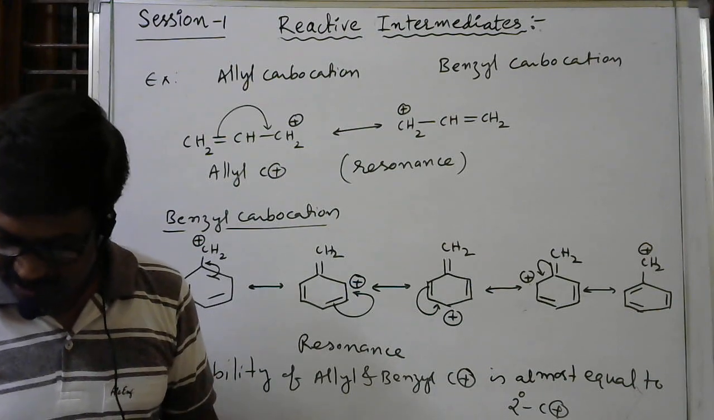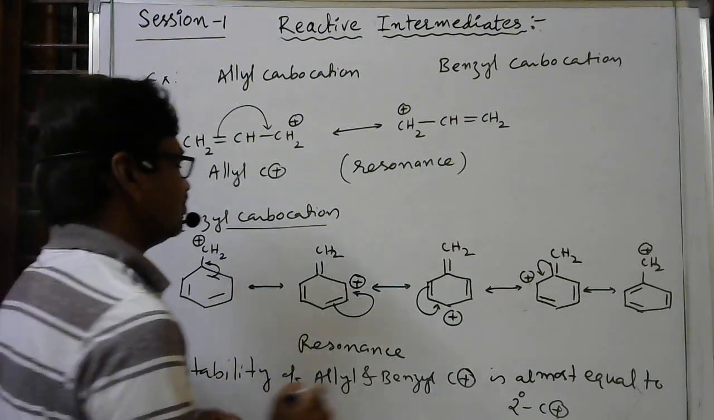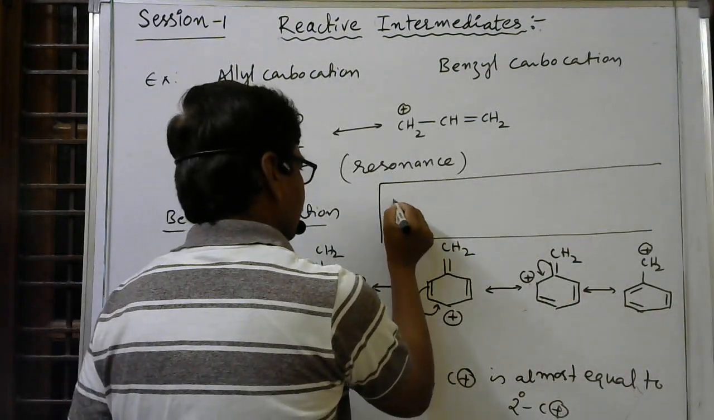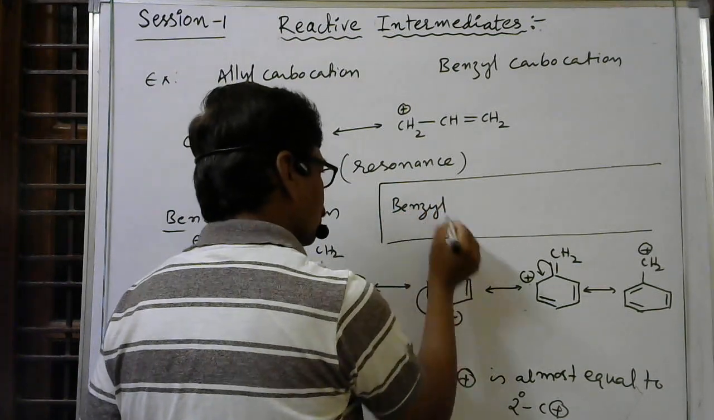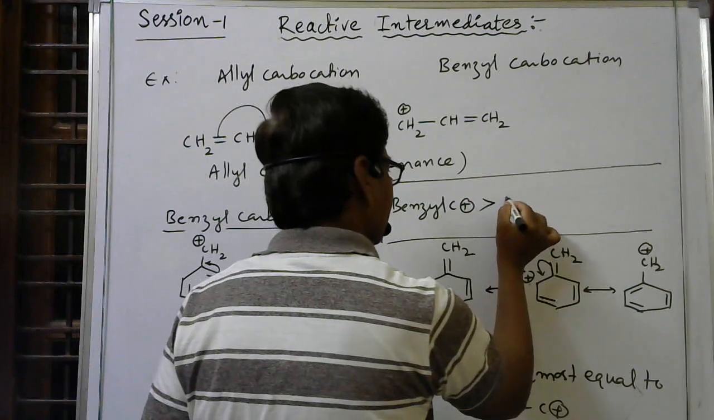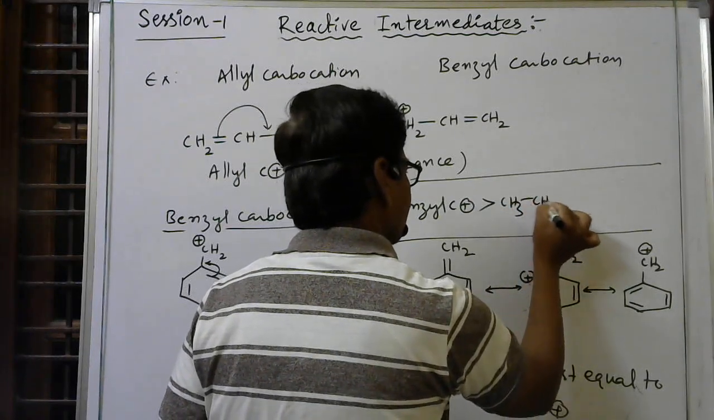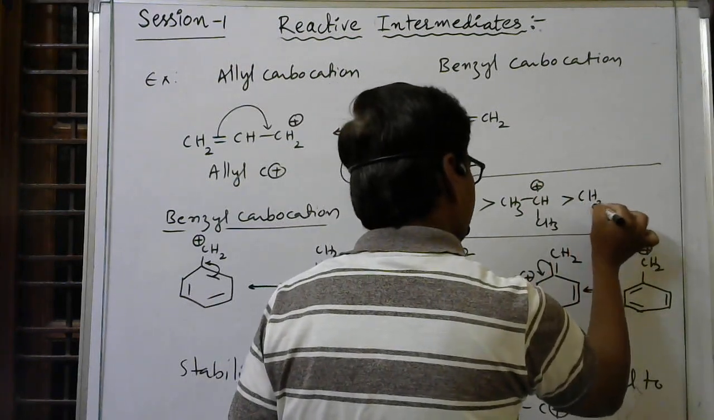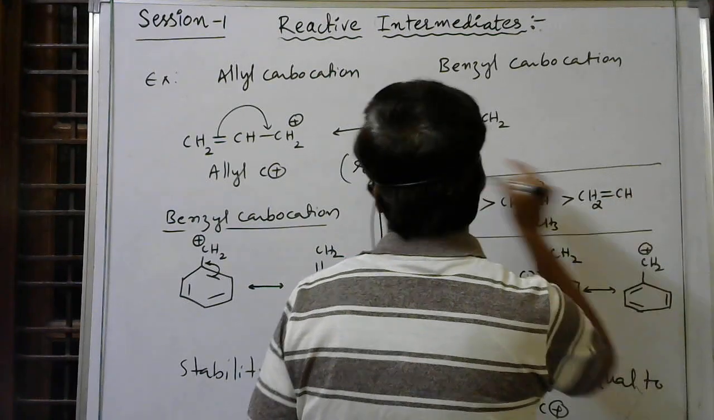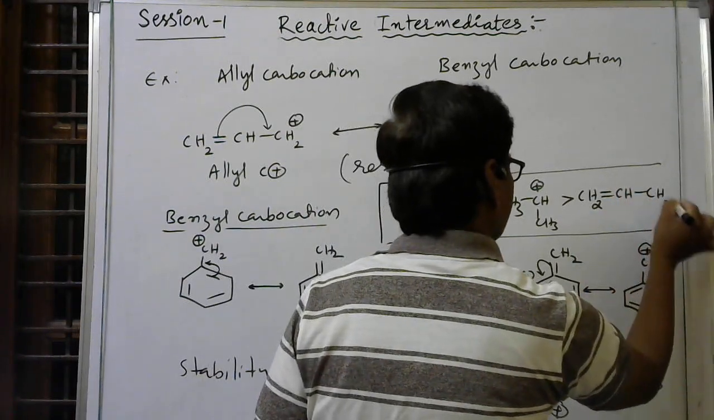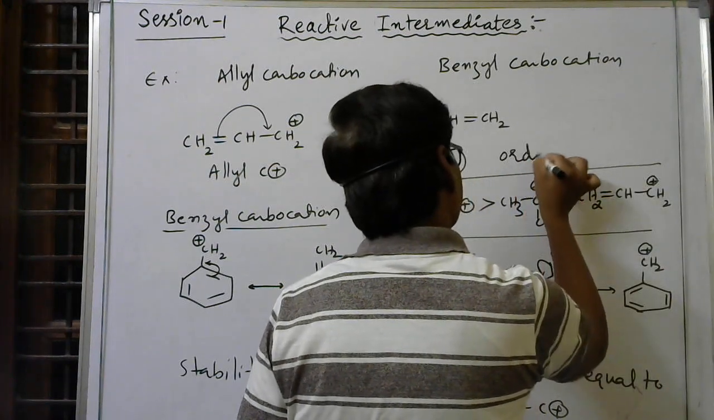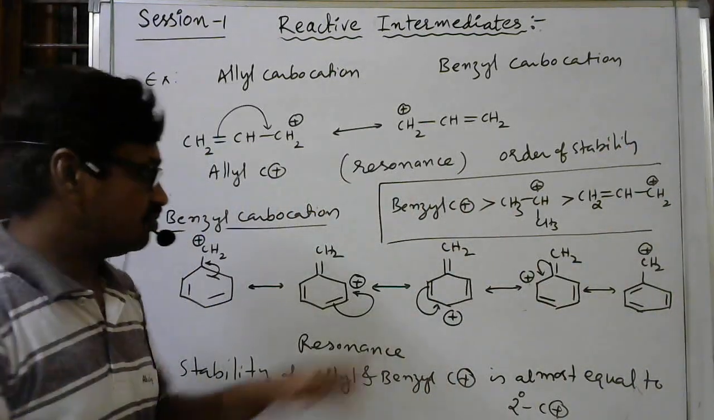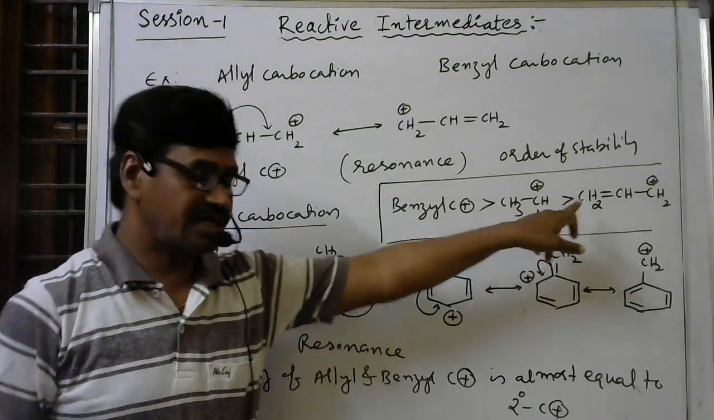Here we can write the stability order for this. I am writing the order of stability of these three. First, benzyl: because of more resonance, benzyl carbocation is more stable than secondary. Secondary means CH3, CH plus, CH3. This is the secondary carbocation. It is more stable than allyl, CH2 double bond CH, then CH2 plus. This is the order of stability of these three: benzyl carbocation, secondary carbocation, and allyl carbocation.